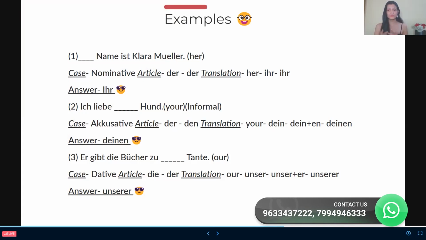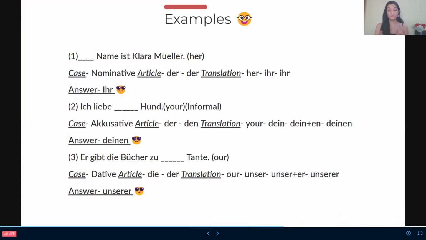As I told you, if there is a noun and an article is coming before the noun, it has to have an ending. Doesn't matter if it's possessive, negative, bestimmt, or unbestimmt, the ending is required. So the article is there. And now coming to the translation.